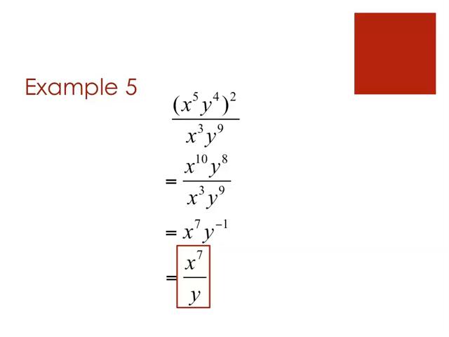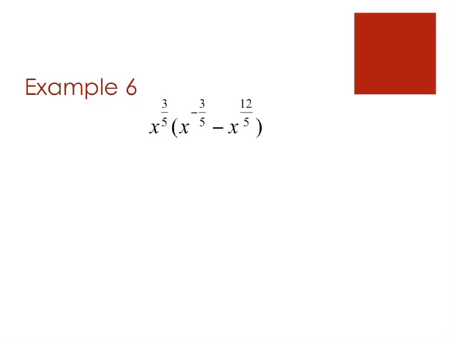All right, example 6. We've got some fractions in there, some rational exponents. We have x to the 3/5, in parentheses x to the negative 3/5 minus x to the 12/5. So here, let's go ahead and distribute, right? We have x to the 3/5 times x to the negative 3/5 minus x to the 3/5 times x to the 12/5.